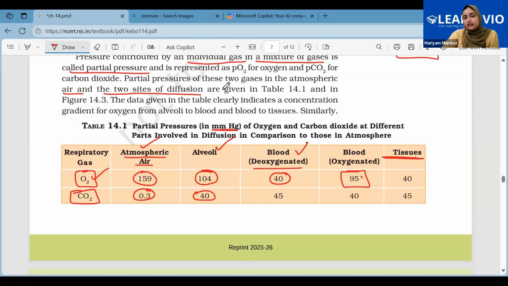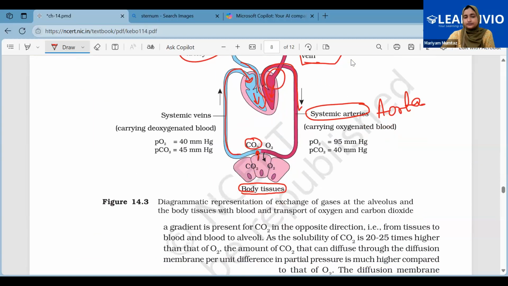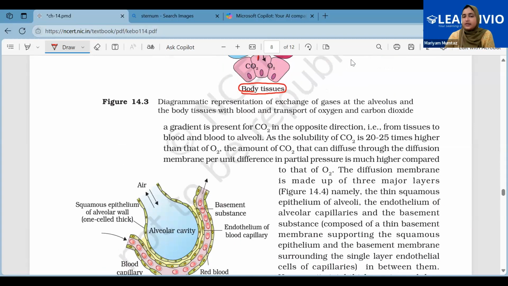So the data that is given in the table clearly indicates a concentration gradient for oxygen from alveoli to blood and from blood to tissues. Because of the gradient only, the gases are moving here and there. Similarly, a gradient is present for CO2 in the opposite direction, from the tissues to the blood, right? From the tissues, the CO2 will be transported to the blood, and then in the blood, it will be transported to the heart, right?